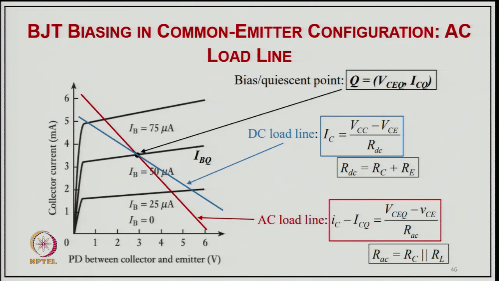Of course, the DC load line is only for the DC quantity, as you can see here: IC equals VCC minus VC divided by RDC, where RDC is the sum of the resistances, emitter resistance plus collector resistance. But here, IC minus ICQ is for the AC load line, because small means it includes the AC variation, the AC component. That will be VCEQ minus VC divided by RAC, and RAC is typically your RC in parallel with the RL. So, this is the difference between the AC load line and the DC load line.